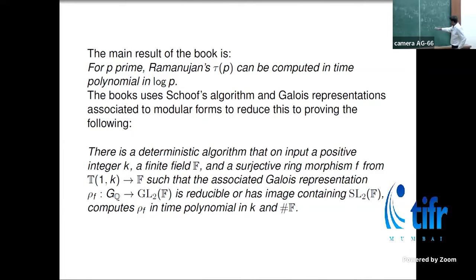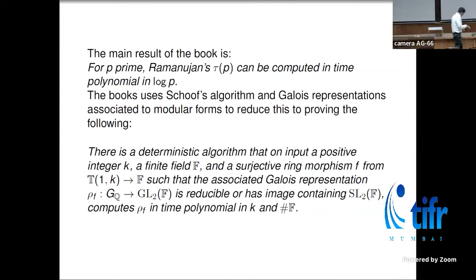So of course, one naive thing would be to plug in various values of x, and then find whether there exists a square root or not. But that will obviously take time at least linear in p, and therefore not polynomial in log p. So the naive method certainly doesn't give you an efficient algorithm, but Schoof remarkably found that you can use the action of Frobenius at p and the étale cohomology of this elliptic curve. And that is a better way of computing these points.